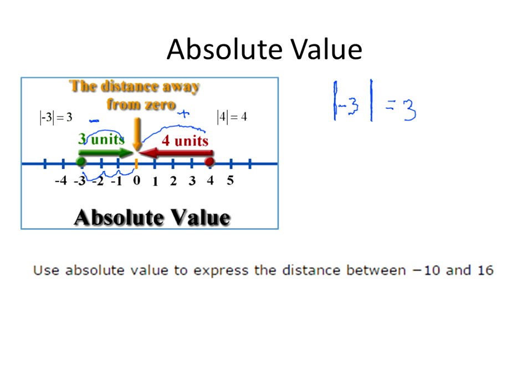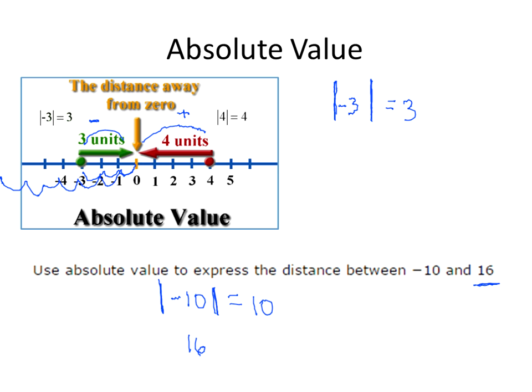All right, so the question here says, use absolute value to express the difference between negative 10 and 16. The absolute value of negative 10 means how far it is from the 0 on a number line. So if we went all the way to negative 10, it would be 10 spots away from the 0.